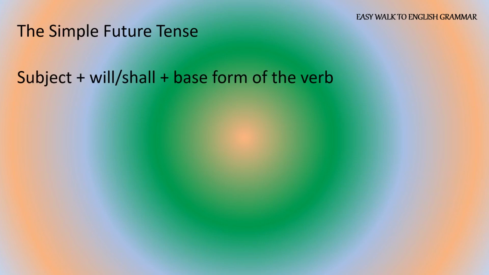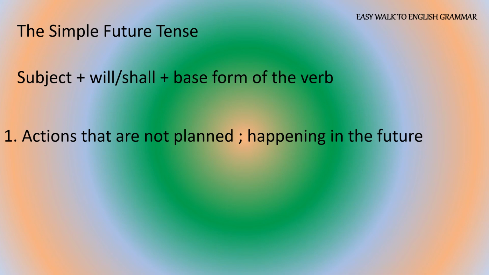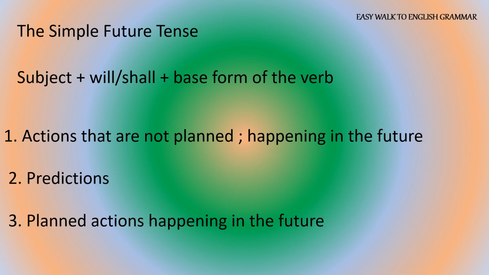Now to sum up the video, the simple future tense, its sentence pattern. Sentence pattern means we can write a sentence in simple future tense using the pattern subject plus will or shall plus base form of the verb. Then if we write a sentence using this pattern, we can simply construct a sentence in the simple future tense. And what can we use the simple future tense for? We can use simple future tense to express the three actions that you can see now on the screen. The first one, actions that are not planned, but they are happening in the future. The second, predictions. And the third, planned actions happening in the future.